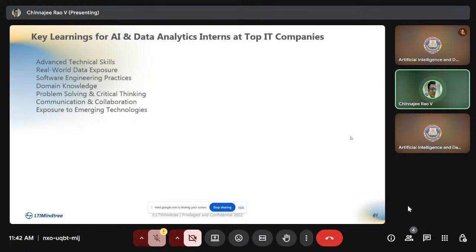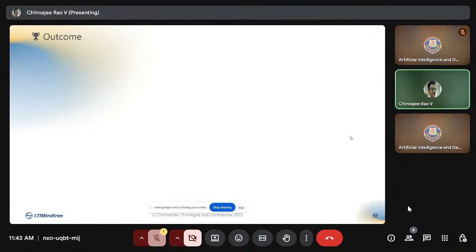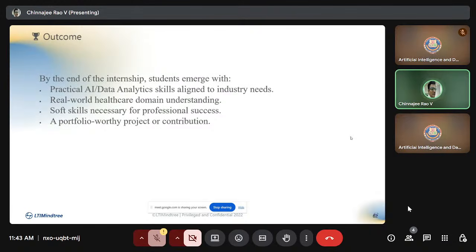And exposure to emerging technologies. The technology today, I'm saying AI and data analytics. After 6 months or after 1 year, it may come with a different name or new techniques, so we are ready to accept that. So the outcome is practical AI data analytics skills aligned to industrial need, exactly what industry currently requires. That we have to learn, then only the students will be placed correctly.